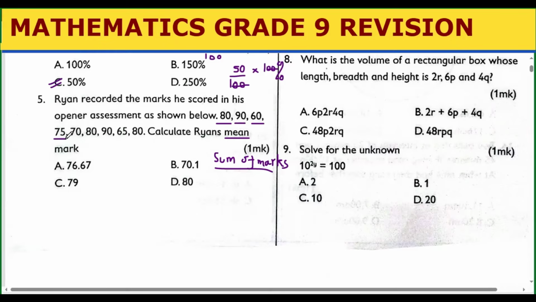80 plus 90, I am working using my calculator. 80 plus 90 plus 60 plus 75. You can also use your calculator. Plus 70, plus 80, plus 90, plus 65, plus 80. Let us see if he was given a voucher, a gift. In my school, a voucher starts at 80%. Let's see if there is a mean score of 80%. So, the total sum, I have gotten 690.